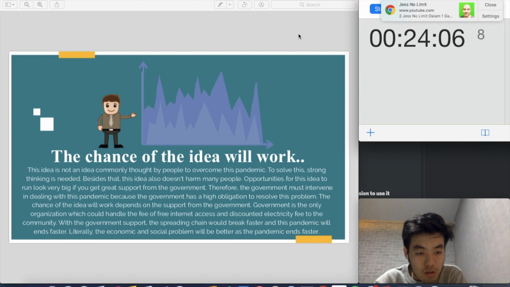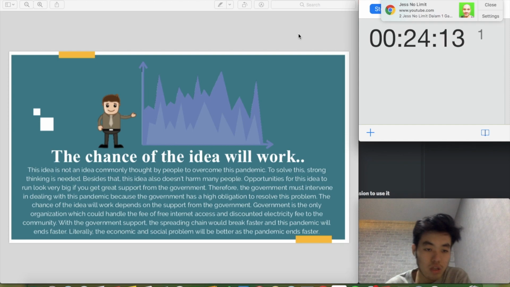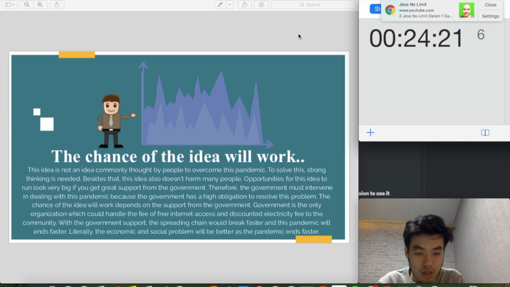Government is the only organization which could handle the cost of the free internet access and discounted electricity fee for the community. With government support, the spreading chain would break faster and this pandemic will end faster. Literally, the economic and social problems will be better as the pandemic ends faster.